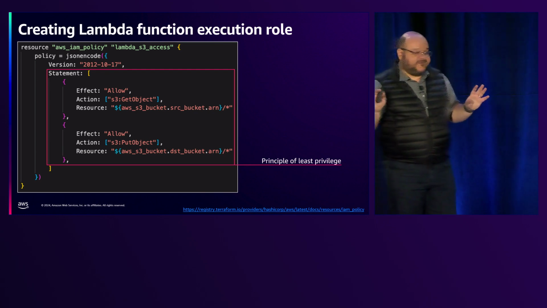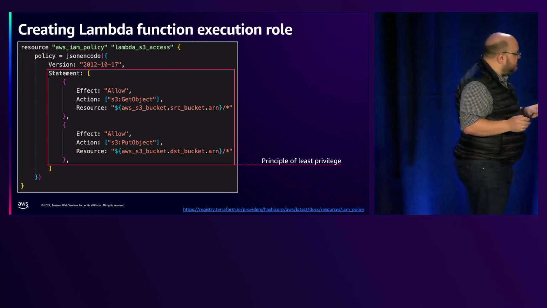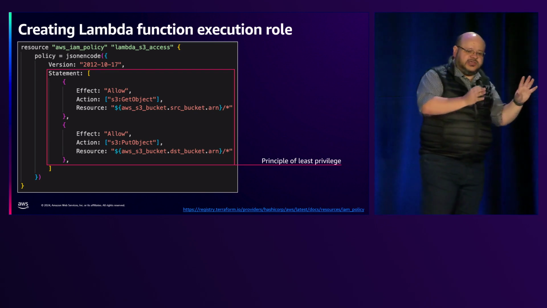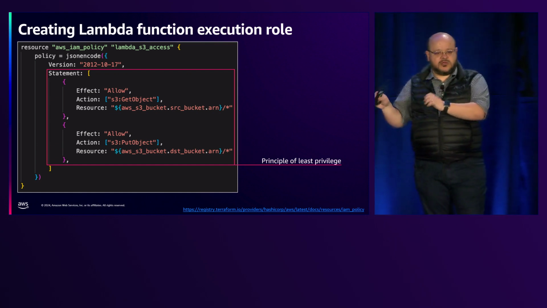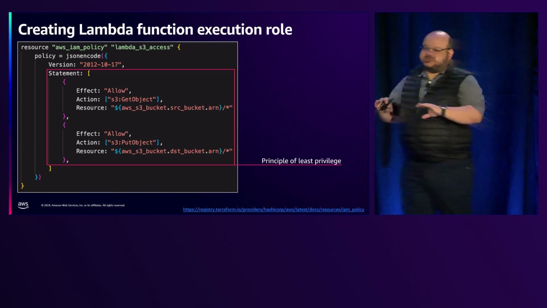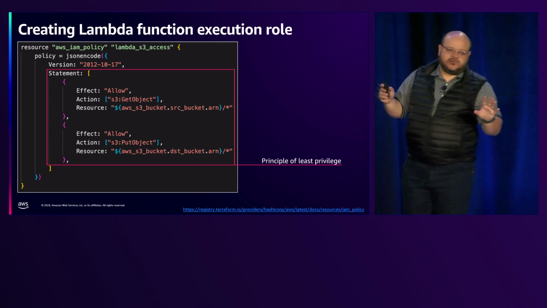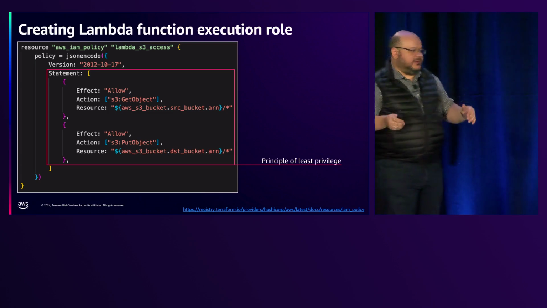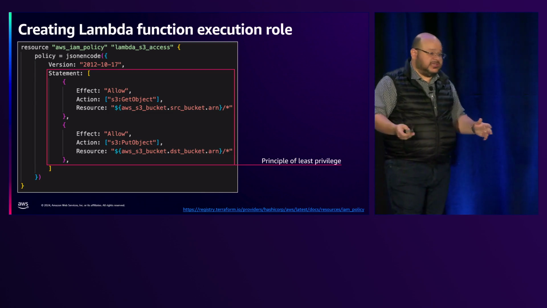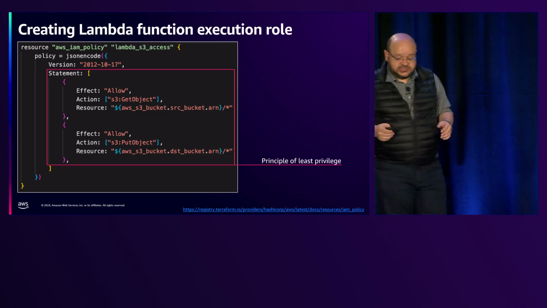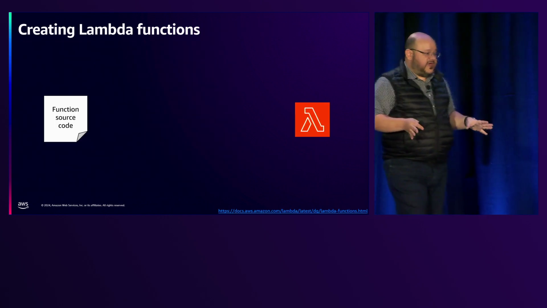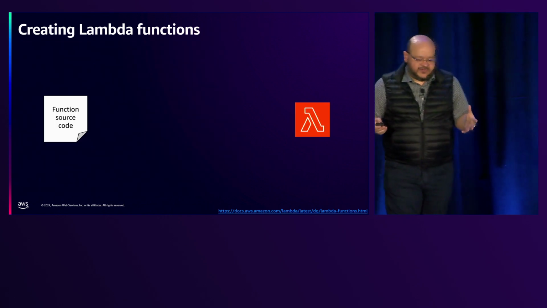So this is one of my favorite things, principle of least privileged access, right? I can only read from the source and write to the target. This is probably what every security review AppSec person will ask you to do, comply with the principle of least privileged access, and it's super easy to do that with Terraform. Now that we have our execution role, let's actually create a Lambda function.